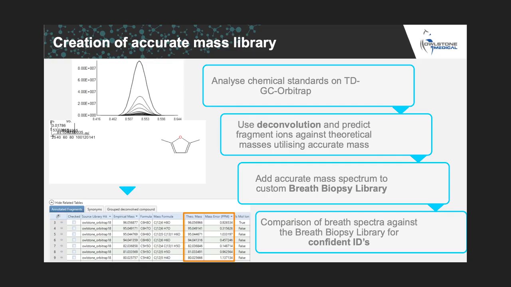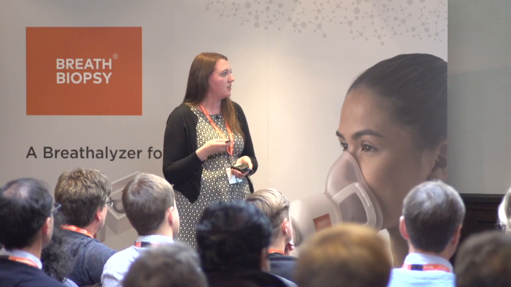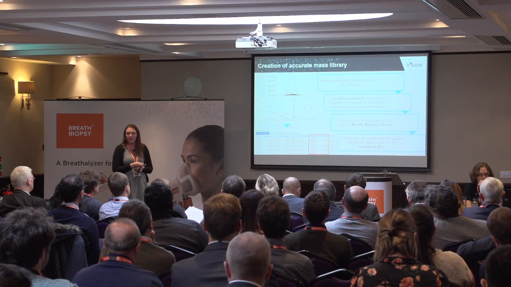So what we've been doing so far, we've started the creation of an accurate mass library on our Breath Biopsy platform. To do that, we first analyzed chemical standards on the TD-GC-Orbitrap. We used the deconvolution in Compound Discoverer to predict the fragment ions and theoretical masses to identify a compound. We add that accurate mass spectrum to our custom Breath Biopsy library, and then we can use that back in the software to say, this compound from breath is that compound, in this case, 2,5-dimethylfuran.